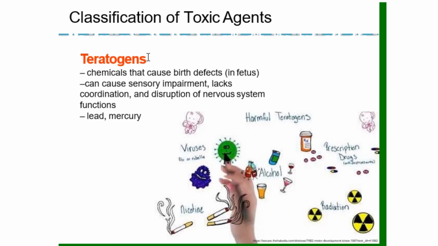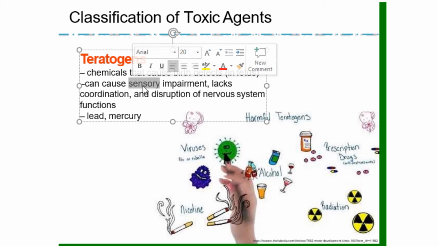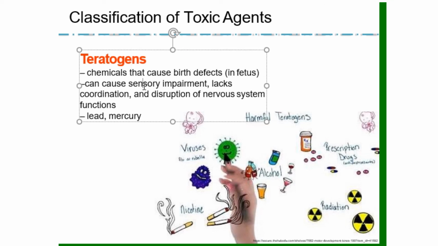And then we have teratogens. So, teratogens are the chemicals that could cause a birth defect. Meaning to say, there is already a fetus in your body, and once you introduce this chemical, there is a birth defect or there is something wrong with the fetus as it keeps on developing. So, it can cause sensory impairment. Sensory, meaning to say, these are the sense organs of the fetus: vision, hearing, taste, smell, touching, etc. It lacks coordination and disruption of the nervous system.